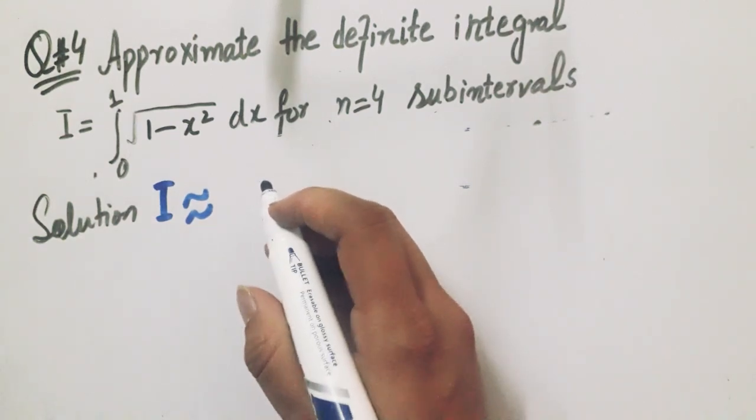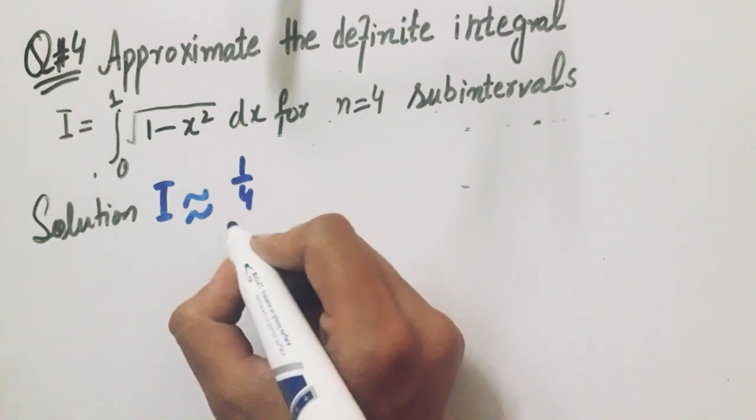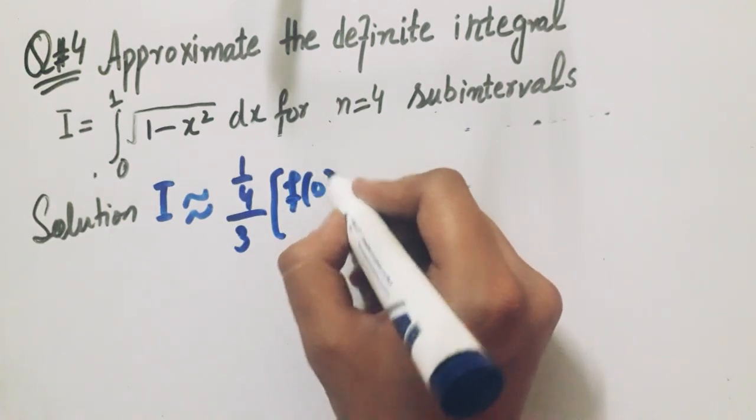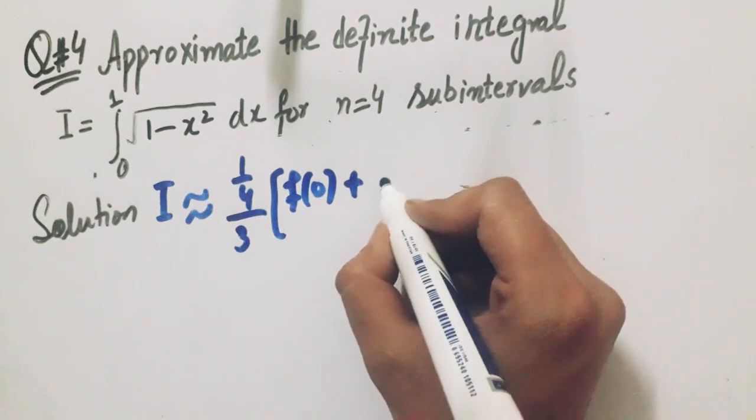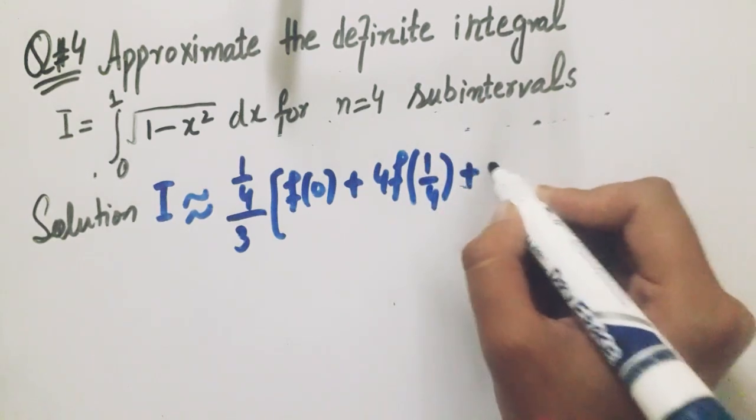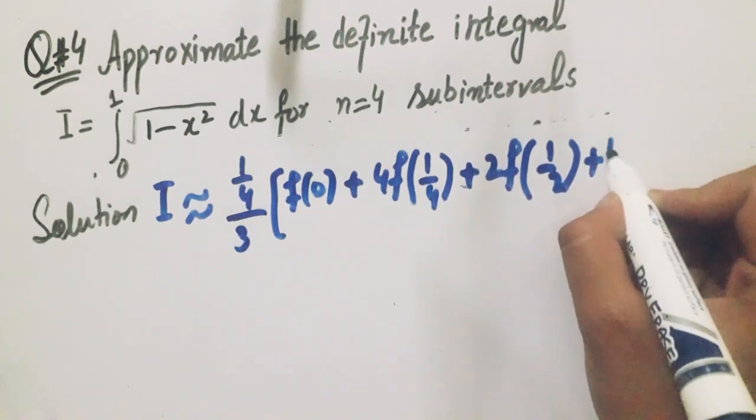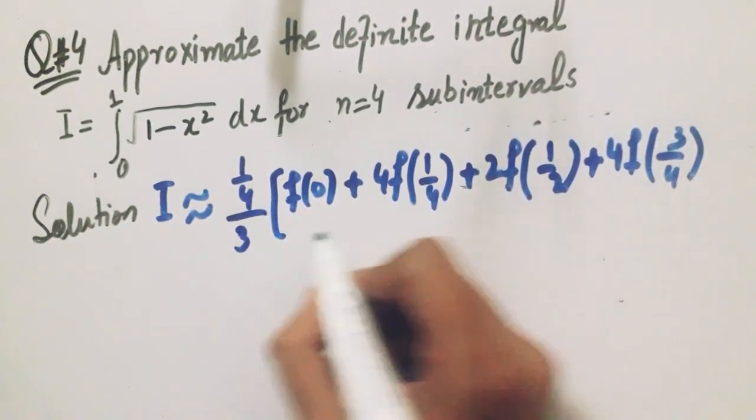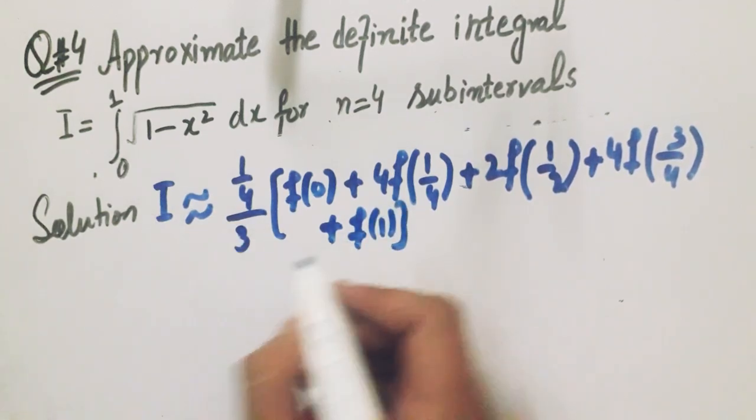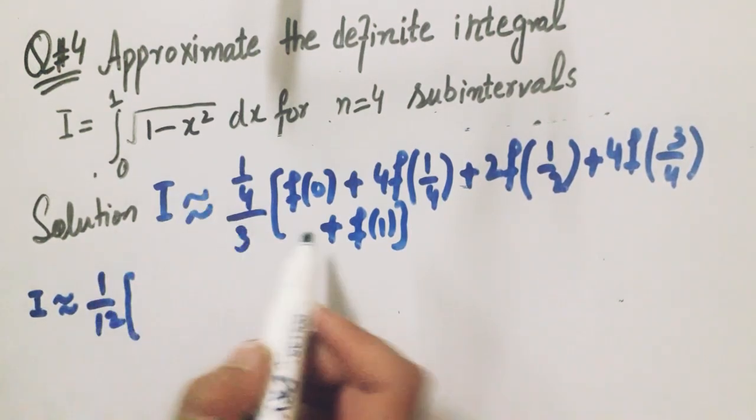That is equal to del of x, that is 1 by 4, divided by 3, and then f of 0 plus 4 into f of x1, which was 1 by 4, then plus 2 f of x2, which is 1 by 2, and then plus 4 f of 3 by 4, and then f of x4, that is 1. Now we will get approximately 1 by 12.